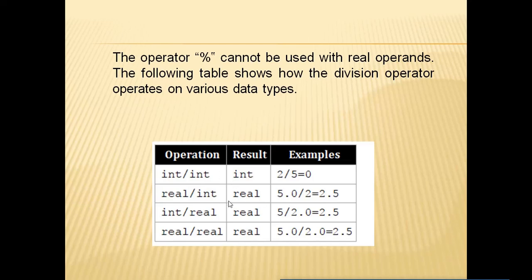So if you observe here, the operation integer upon integer, this is integer division. Whenever you perform the operation integer upon integer, the result is in integer form. So here the example is 2 upon 5. 2 is an integer, 5 is also an integer, and the result we get here is 0. The result is also an integer value, here the integer value is 0.